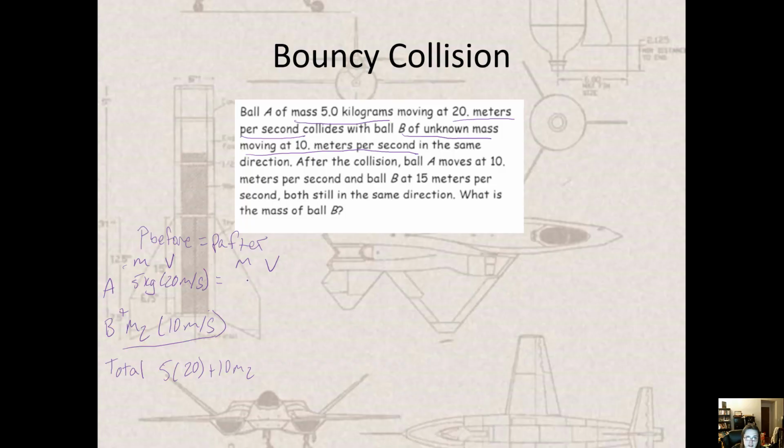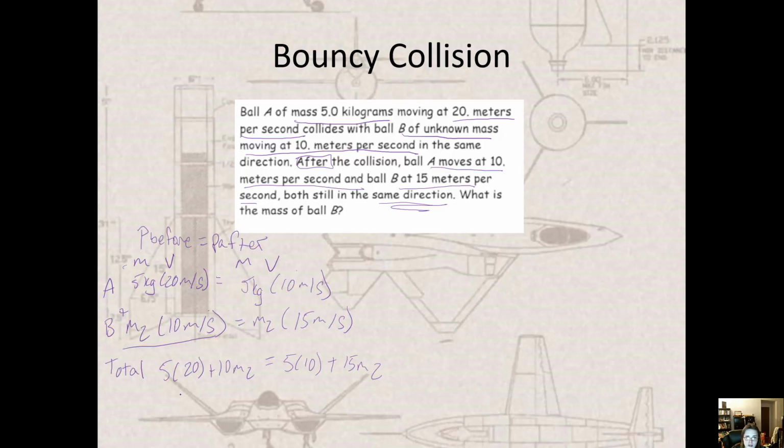And then this one on the other side is still 5 kilograms. The velocity on this side, A moves at 10 meters per second. This is after. So this is then 10 meters per second. And then we still don't know M2. It hasn't changed. And afterward, it is 15 meters per second. And it's still in the same direction. Notice I put the units here in the table so we don't have to rewrite them. So then it's 5 times 10 plus 15 M2. And we just have to solve for M2.